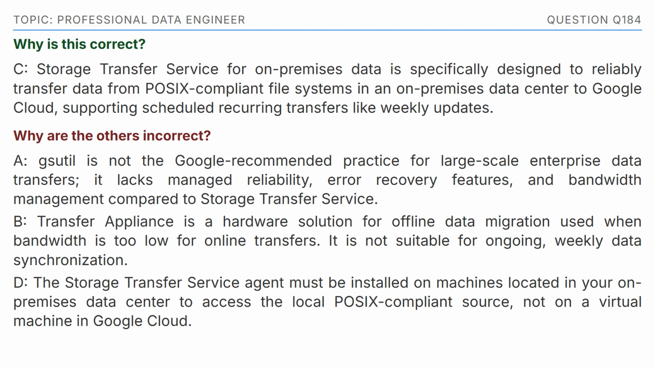A. gsutil is not the Google recommended practice for large-scale enterprise data transfers. It lacks managed reliability, error recovery features, and bandwidth management compared to Storage Transfer Service. B. Transfer Appliance is a hardware solution for offline data migration used when bandwidth is too low for online transfers. It is not suitable for ongoing, weekly data synchronization. D. The Storage Transfer Service agent must be installed on machines located in your on-premises data center to access the local POSIX-compliant source, not on a virtual machine in Google Cloud.